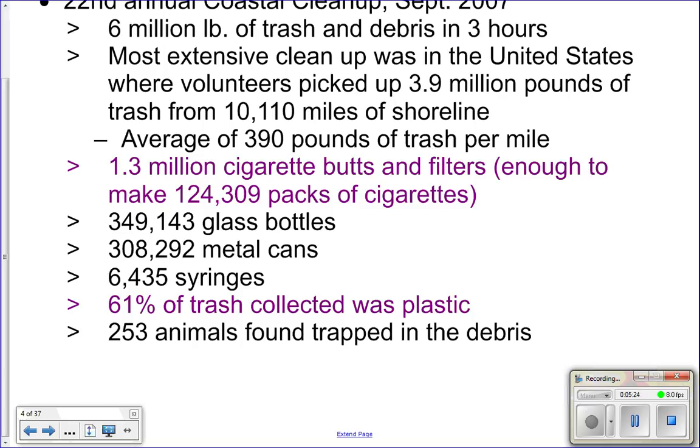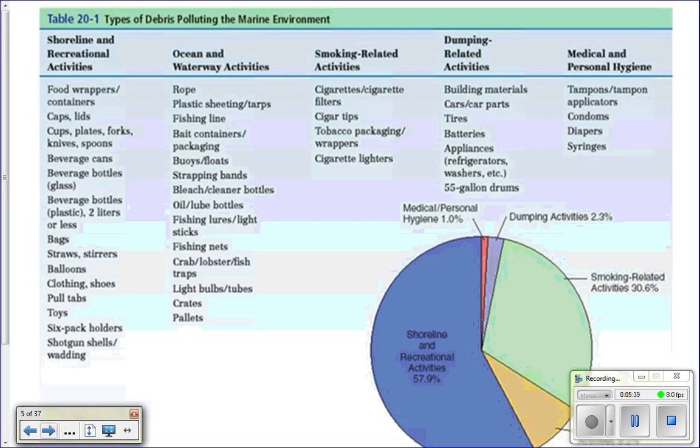About 61% of the trash they collected was plastic, and they found about 250 animals in the debris that were dead. It's like the seals and stuff. Okay, so this is a breakdown of the kinds of things that they found.